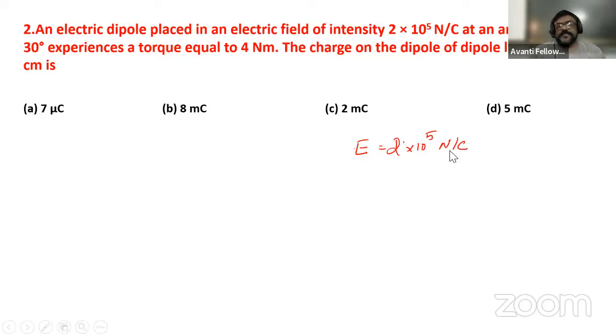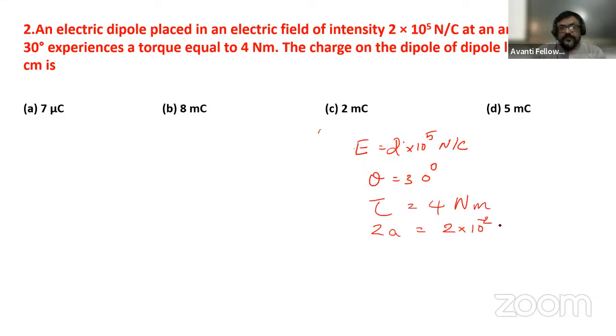And it is making an angle of 30 degrees. Theta is equal to 30 degrees. And it experiences a torque, that's also given. It is 4 Newton meter. And the dipole length is also given: 2A is equal to 2 centimeter. Don't forget to convert it into meter: 2 into 10 raised to negative 2 meter. And you should find the charge, Q.